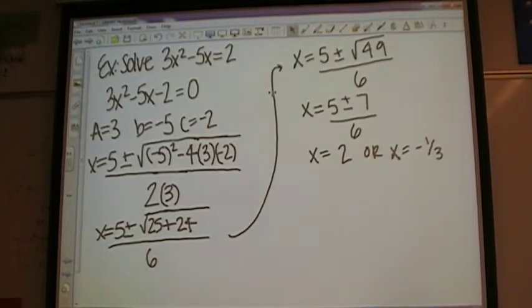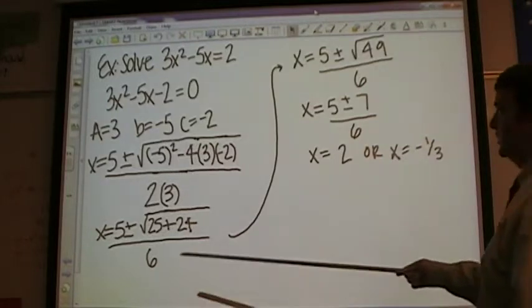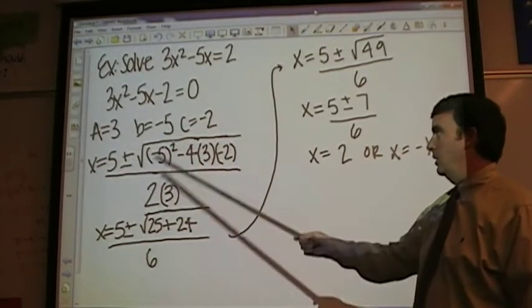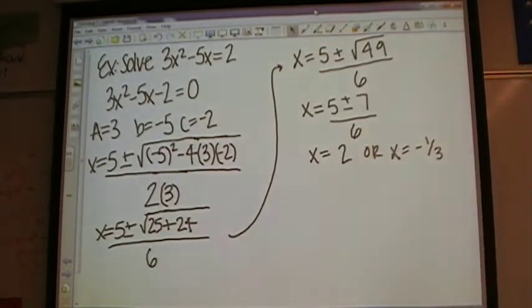Alright. First example. 3x squared minus 5x equals 2. That is not in standard form, so you have to put it in standard form. So go ahead and write that down step by step, and let me know if you have any questions. So the first thing I did was subtract 2 from both sides. 3x squared minus 5x minus 2. List out a, b, and c. Do we have to do that? I mean, no. It helps some people to list it out. A is 3, B is negative 5, C is negative 2. And then plug it straight into the quadratic formula.